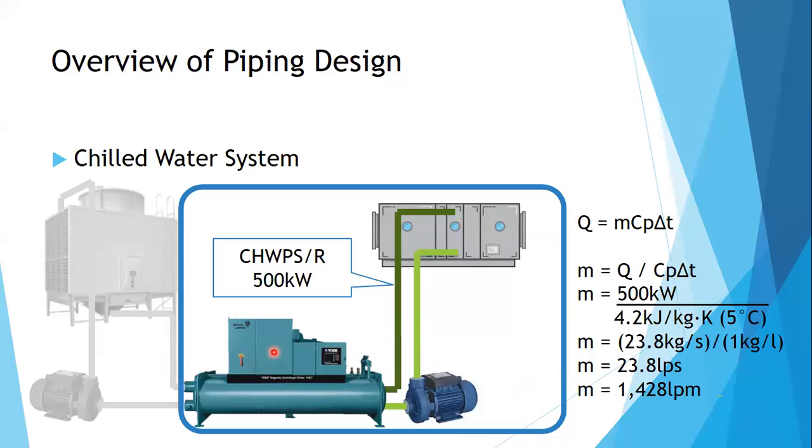So assuming our chiller is at 5 degrees, Q is equal to mCp delta T. So 500 kilowatt, our assumed room heat load, times the properties of the water, we will get about 1,428 liters per minute. So this is in LPM, liters per minute. So this 500 kilowatt worth of heat load would need about 1,400 liters per minute of chilled water. So now we already have the water flow rate. Based on this water flow rate, we can determine the appropriate pipe size.